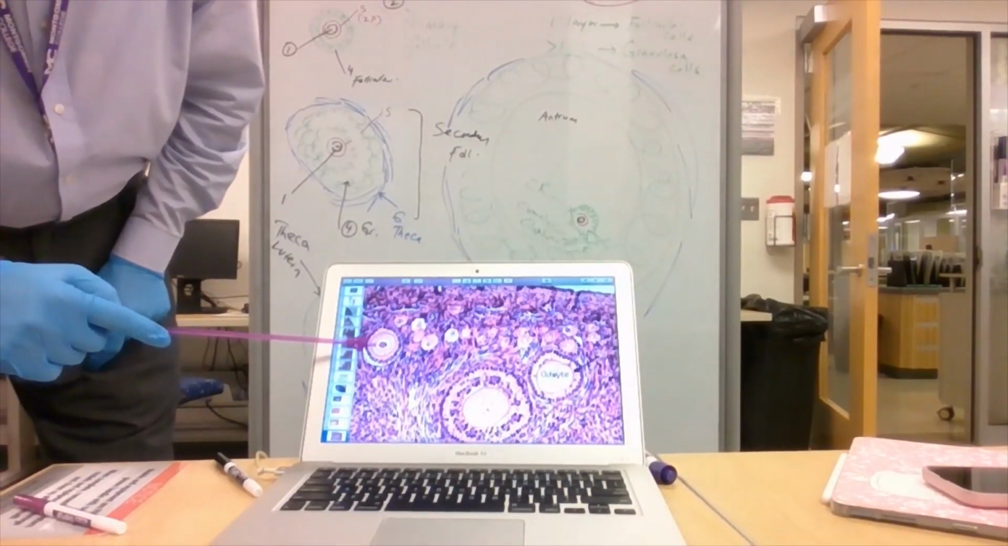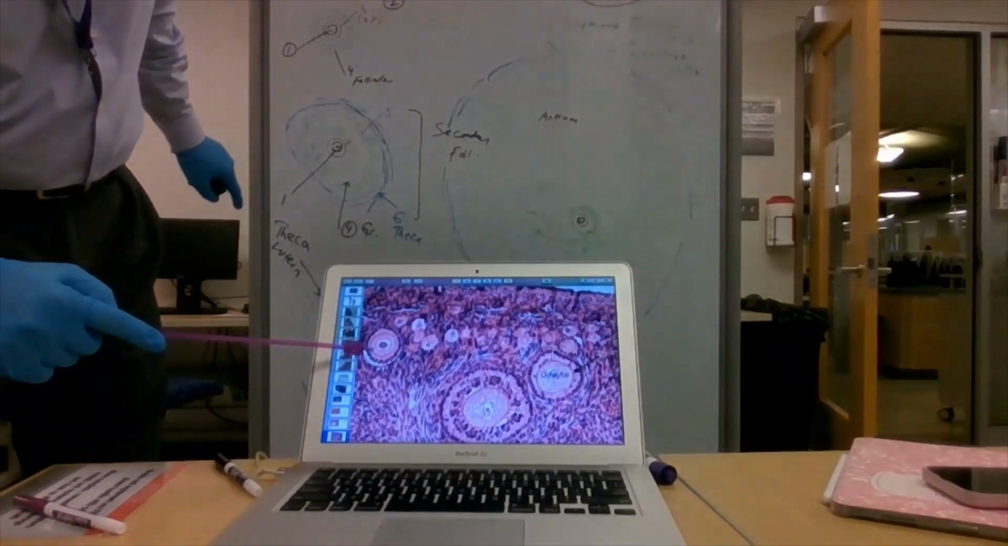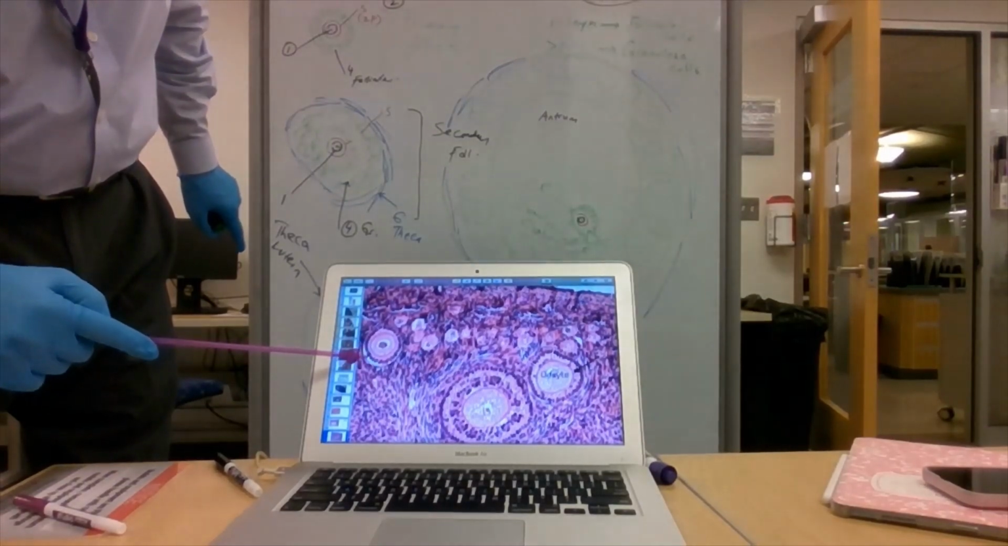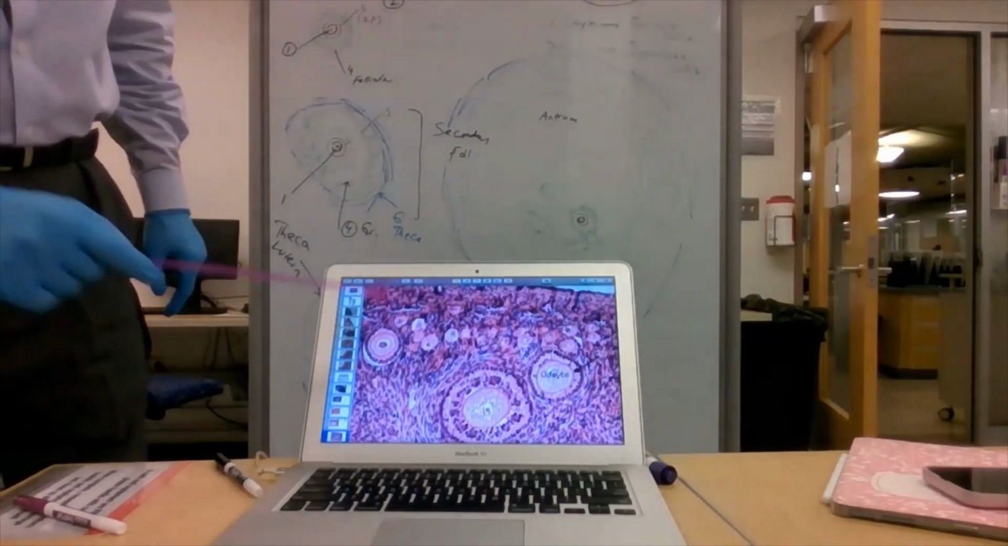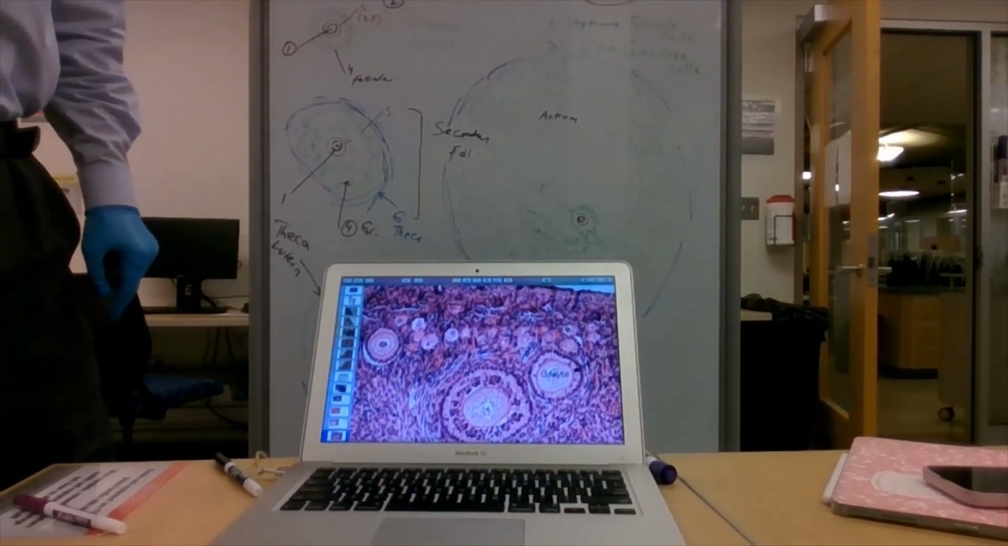What is this cell here, guys? Oocyte. And what's this membrane around it? Zona pellucida. This is one layer of cuboidal cells. What cells are these? Follicular cells. They are the follicular cells. But what is this full follicle called? It's the primary, isn't it?